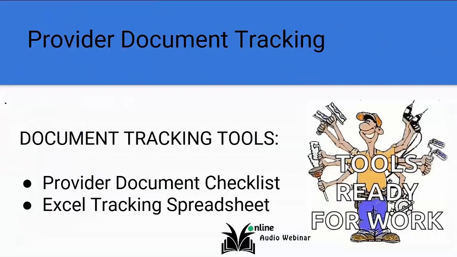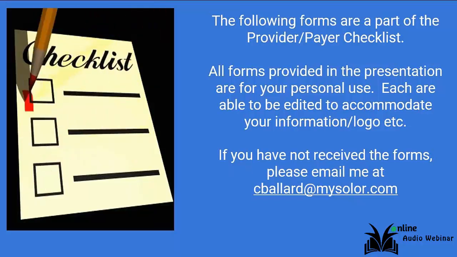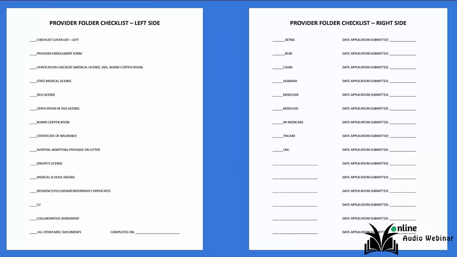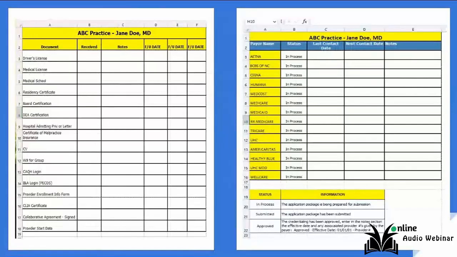So here are some of your document tracking tools. The provider document checklist that you're going to provide in your welcome package, and then an Excel or Google spreadsheet tracking spreadsheet. There are also the following forms available to you as well. For the provider forms, I have a checklist for the left side of the folder, which, as I stated, was the provider side, and one for the right side of the folder, which is the payer side. For application tracking and document tracking, again, the spreadsheet and also a calendar or planner, and I'll get to that in just a moment. So this is an example of a document and payer spreadsheet.